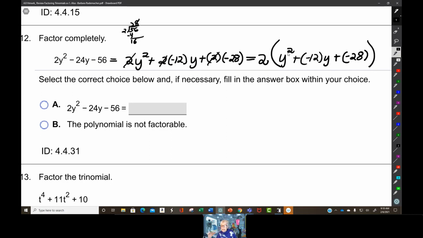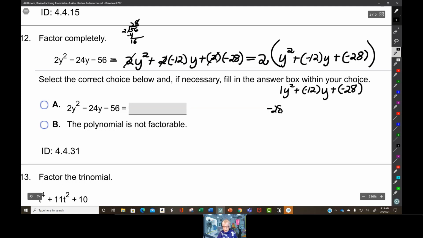In the parentheses we have a quadratic trinomial, which is begging to be factored. We have 1 times y squared minus 12y, so our b number is negative 12, and our c number is negative 28. So we need to factor negative 28 into two numbers that add up to negative 12.